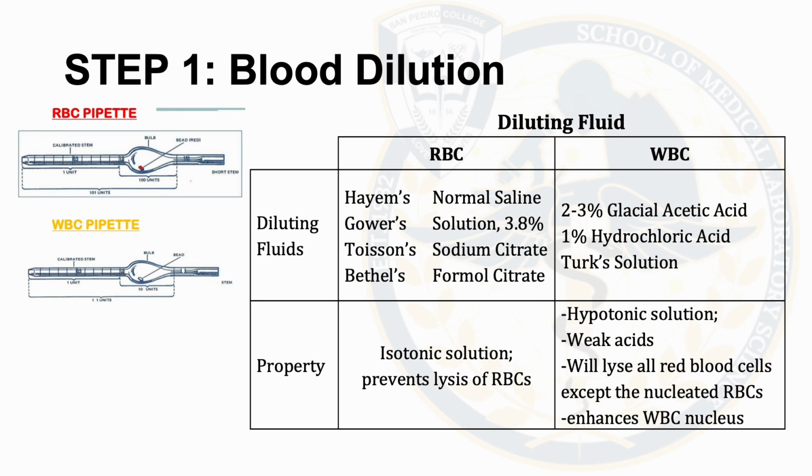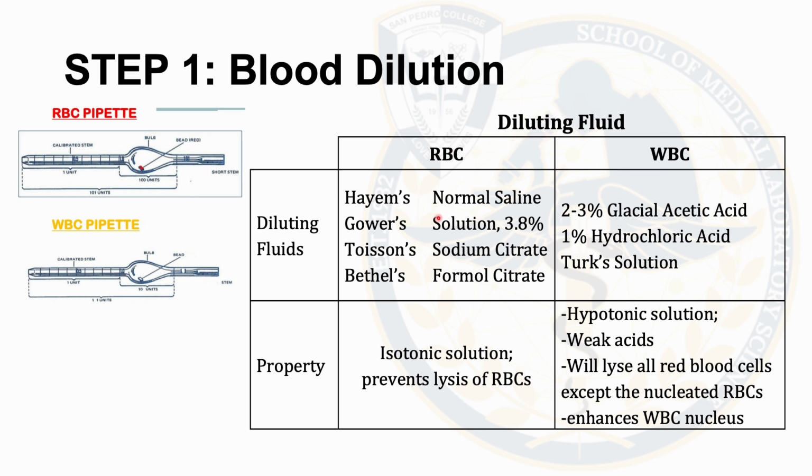Now let's go to your diluting fluid. I mentioned earlier that you will only sip blood up to the 0.5 mark. So you have to wipe off with gauze the excess blood from the exterior of the tip of the pipette, just to make sure there is no extra blood that will get inside the pipette. After that, if you're already sure that the blood is up to the 0.5 mark without excess, you are going to sip a diluting fluid.